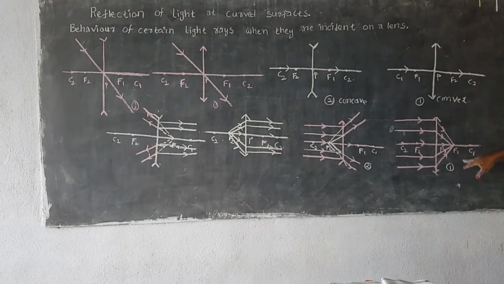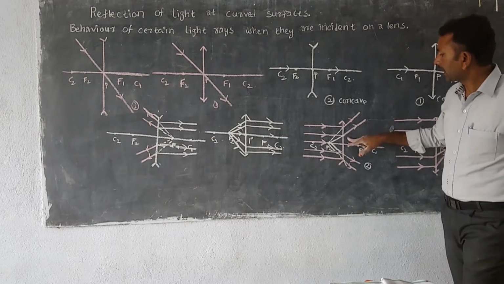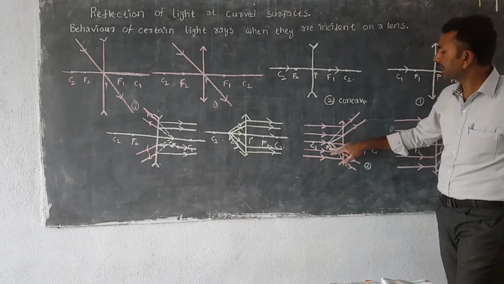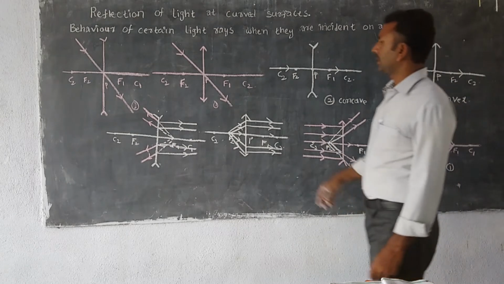And in the third case, if any light ray passes parallel to the principal axis, after incidence on the lens, they will meet at one point on the principal axis. This will be the focal point for the convex lens, and in the concave lens, they will diverge away. If we extend these light rays, they will meet at the focal point.